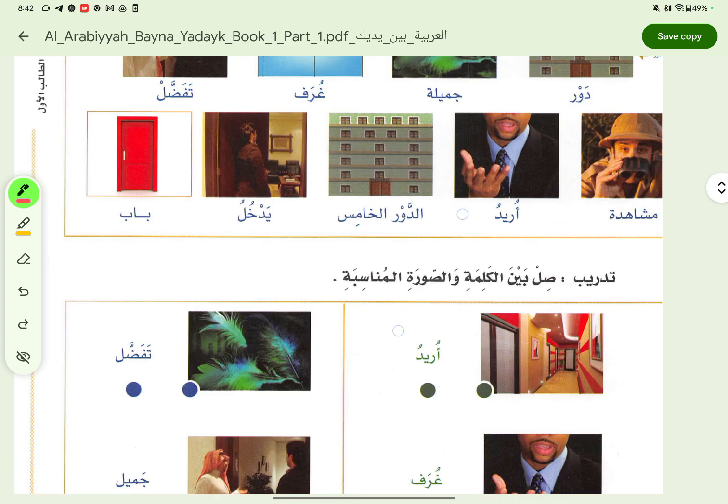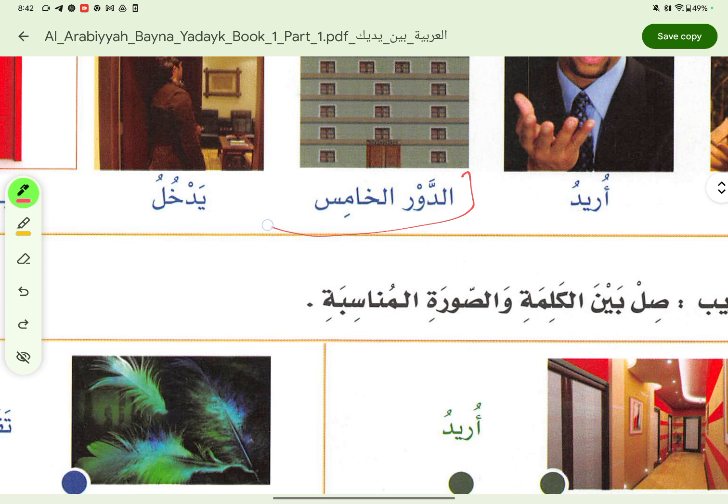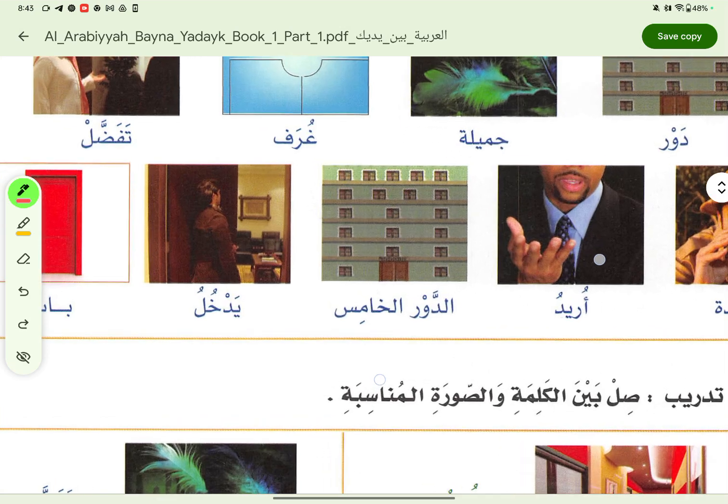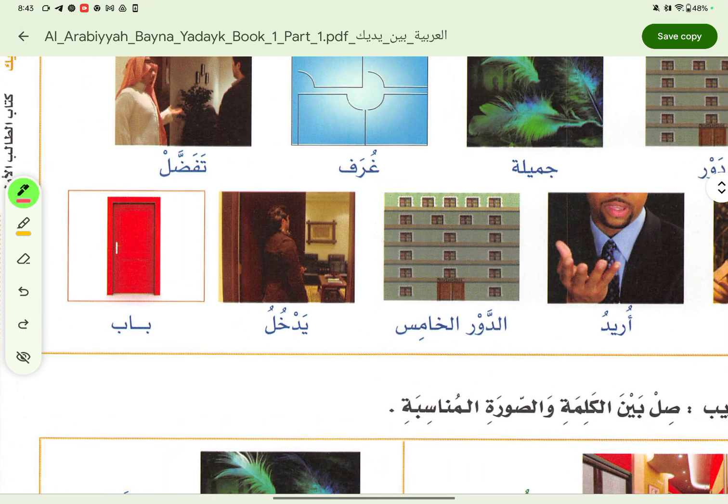So if you were to write الدور الخامس, for example, it would say fifth floor. But if you just write daur by itself, it could come out as "turn away." I'm not sure why "away," but yeah, like that. Okay.